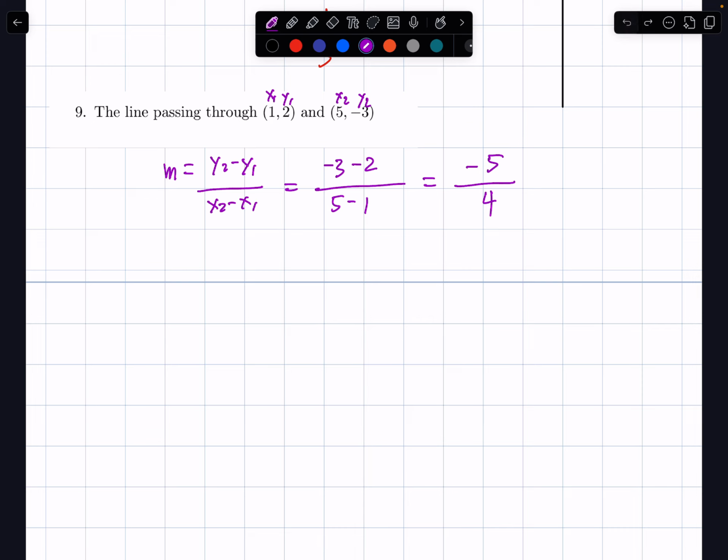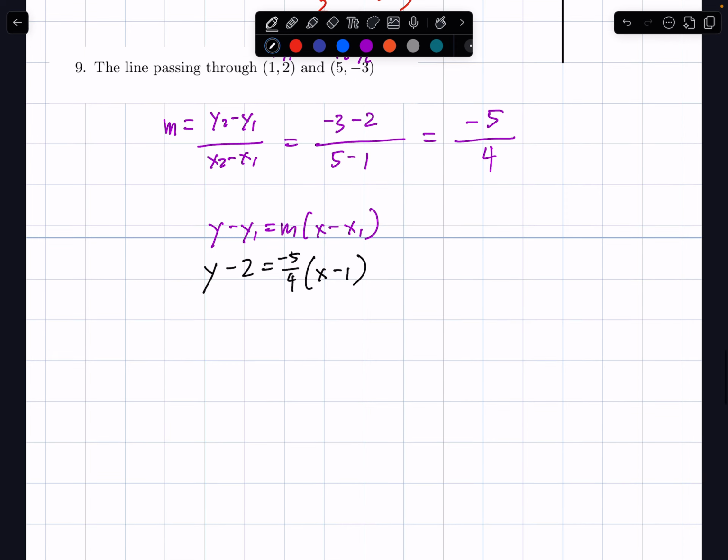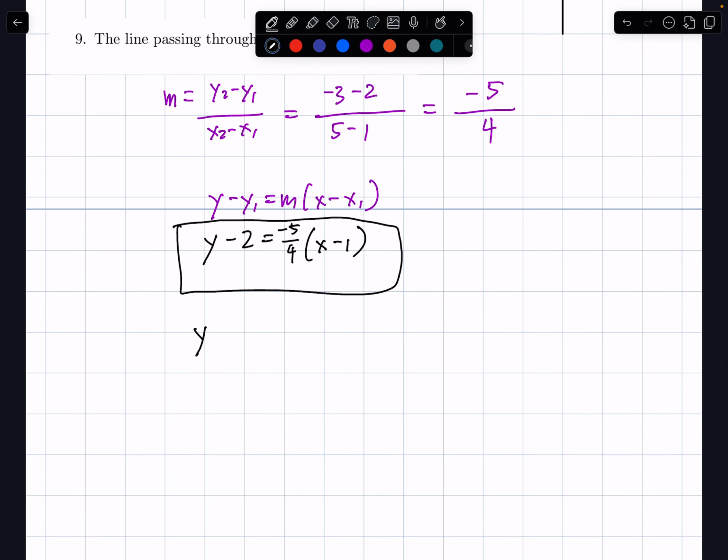And I've got a point here, so let's use that point. Let's actually use (1, 2), that's an easier point. So y minus y1 is equal to m times (x minus x1), that's point slope form. Fill in my values now. y minus 2 is -5/4 times (x minus 1). Okay, so this is my equation of the line. Let's convert it to slope-intercept form.